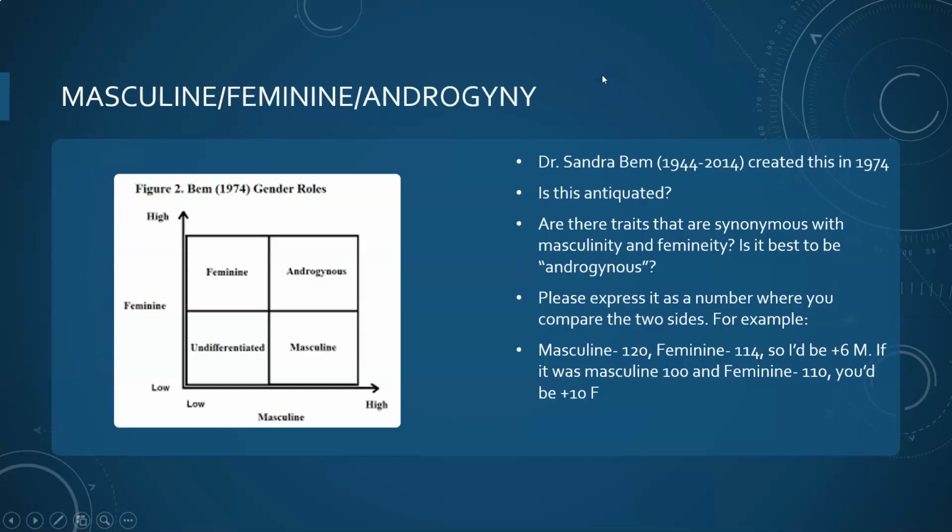All right. Now, the next thing we're going to be looking at is this Bem scale. Now, this Bem scale was made in 1974. Very old. It was made by a woman, Dr. Sandra Bem, who passed away a few years ago. And I want you to look at this. Is this antiquated? Are there traits that are masculine or are they feminine? Is it best to be androgynous?